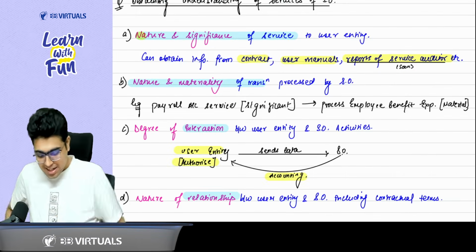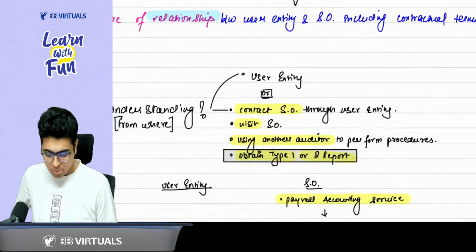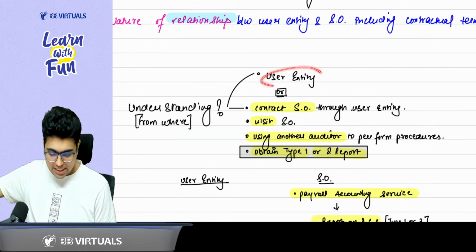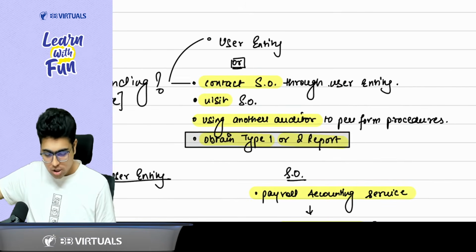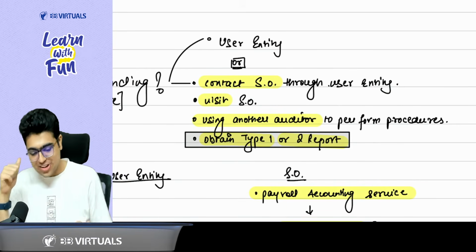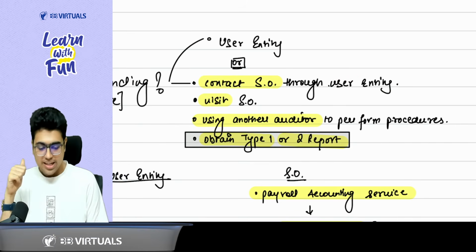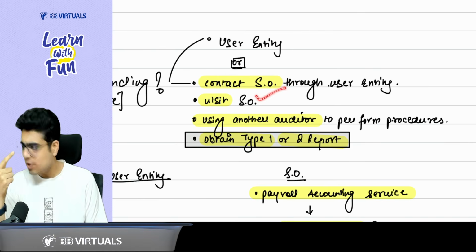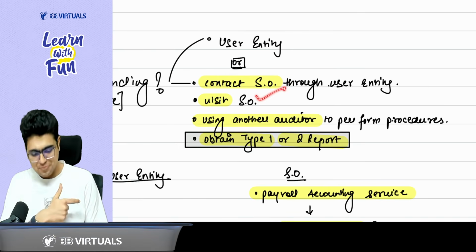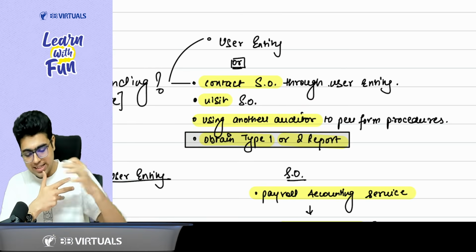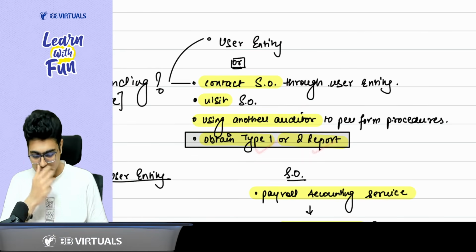Yes, sir. Now, Baba, we went to the next topic and I asked you, understanding can be taken from where? So you can take it from the user entity, or you can contact the service organization through the user entity, because the service organization will not take your call. If they are still not taking the call, you can visit them. If you are not ready to visit, you have pain in your legs, then you can ask another auditor to perform the procedure. And lastly, you can get a type 1 or type 2 report.